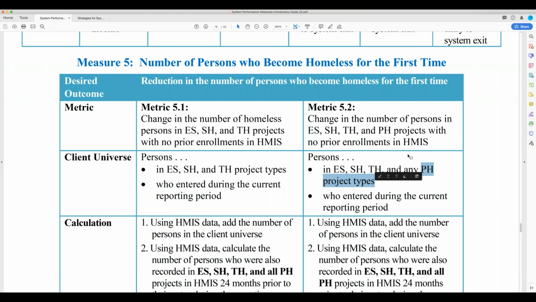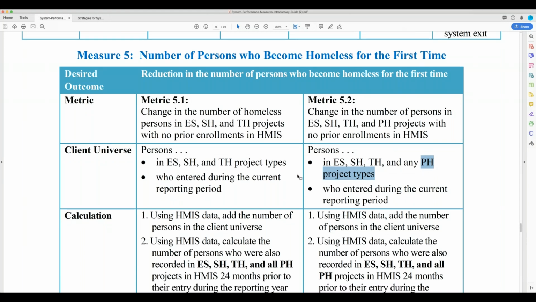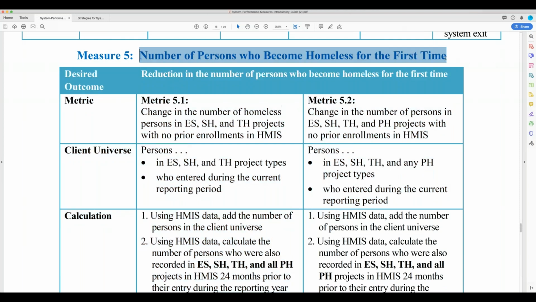So our HMIS only recognizes this person as first-time homeless when they enter permanent housing. So that's one of those little weird places where non-HMIS and HMIS participation meet, under this one for number of persons who become homeless for the first time. And I just want to mention this again. We talked about it last time.